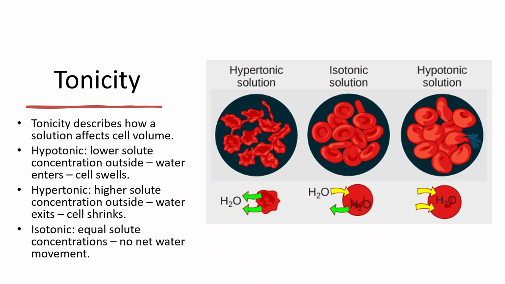Tonicity describes how the surrounding solution affects a cell's volume. In a hypotonic solution, water enters the cell, which can cause it to swell. In a hypertonic solution, water exits the cell, leading it to shrink. An isotonic environment has equal solute concentrations inside and outside, so there's no net movement of water, and the cell remains stable.